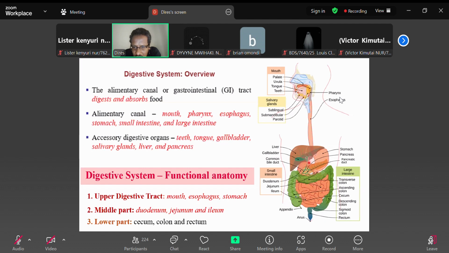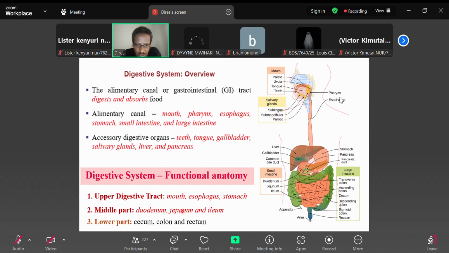If you look at the duodenum, although it is short, it's very important for digestion. Why? Look, the pancreas secretes the juice to the duodenum, and the gallbladder releases bile into the duodenum. So the duodenum is very important as far as digestion is concerned, although it's short. But the jejunum and ileum are longer than the duodenum, but basically they are involved in absorption. So this is the middle part.